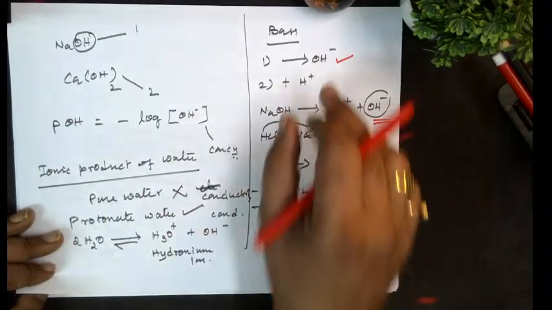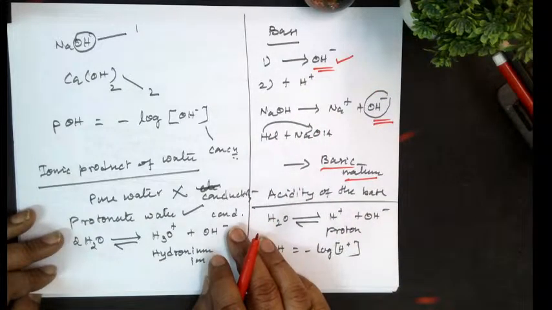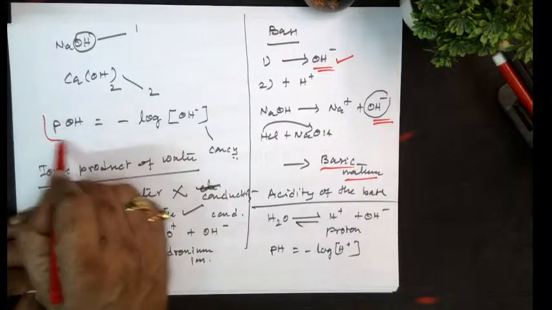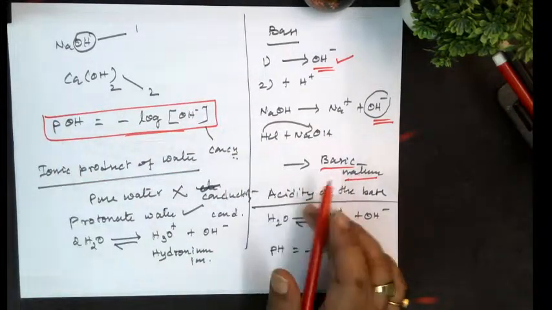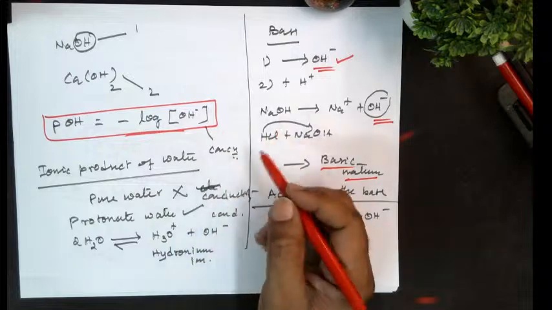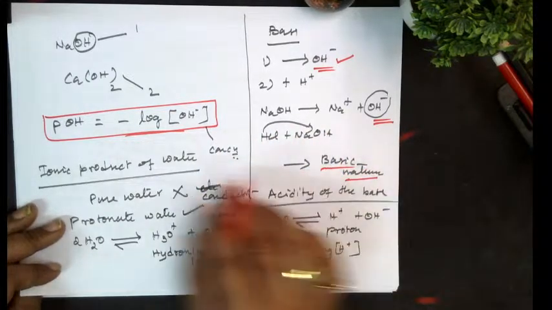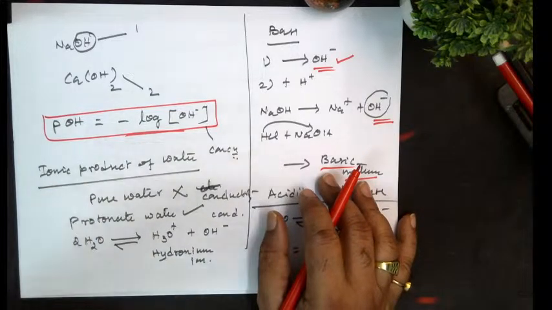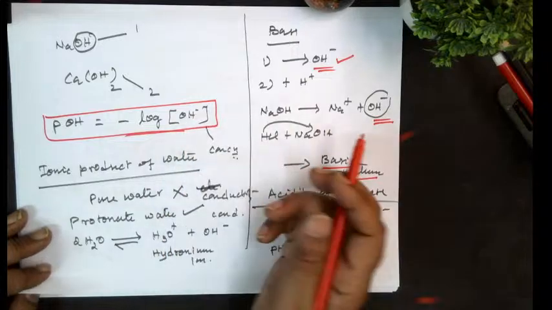Similarly, since it releases OH- ion, that is hydroxyl ion, we should know that pOH is given by negative logarithm of hydroxyl ion concentration, where the square bracket represents the concentration, that is how much hydroxyl ion is released. Based on that, the pH will be varying exponentially. That is why we put pOH is equal to negative logarithm of hydroxyl ion concentration.